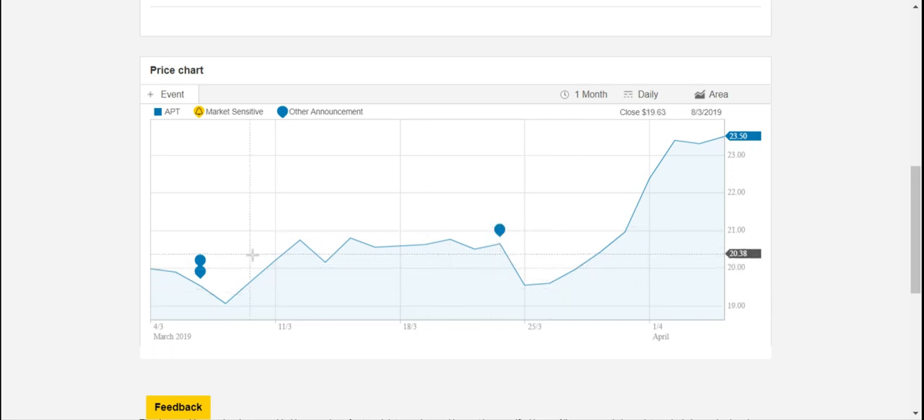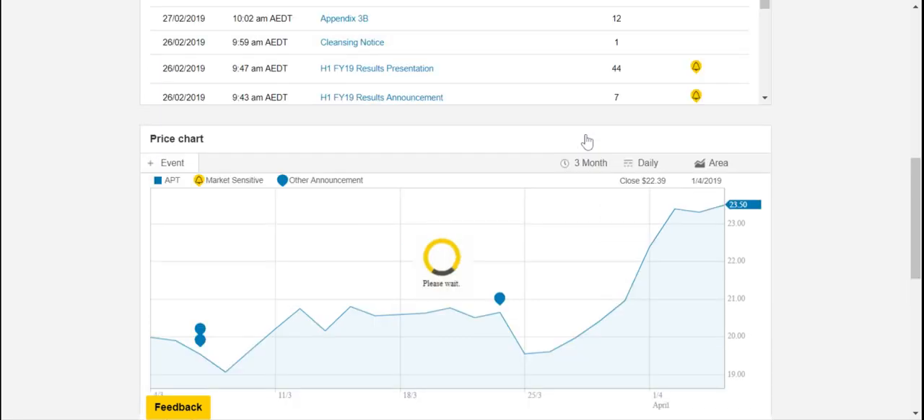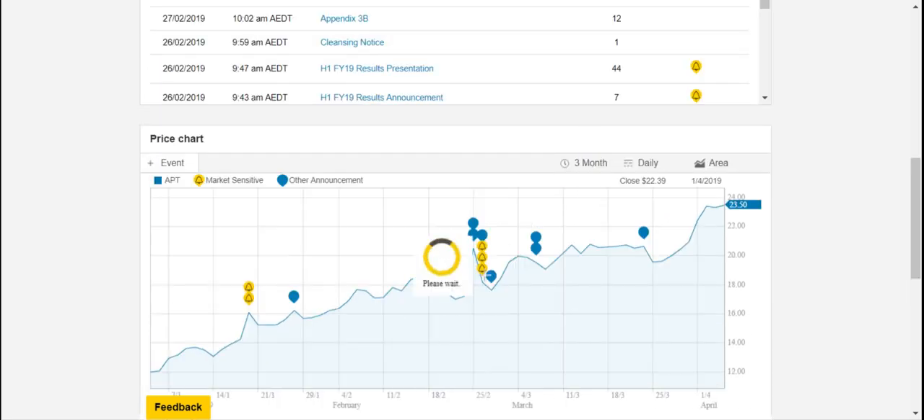The little blue dots means it's not price sensitive. If I maybe have a look at a longer period of time, so you can see you have the little yellow ones pop up that's market sensitive. Again, you can click on those and that'll take you to a PDF document that then shows you what's happening with that particular news announcement.